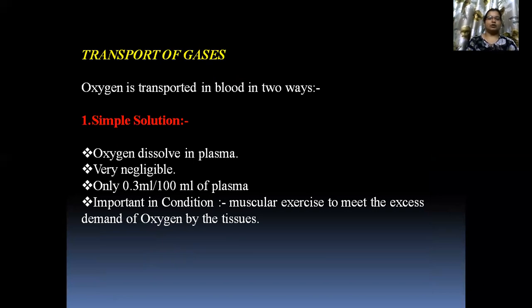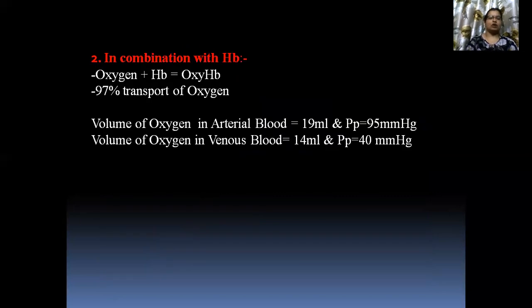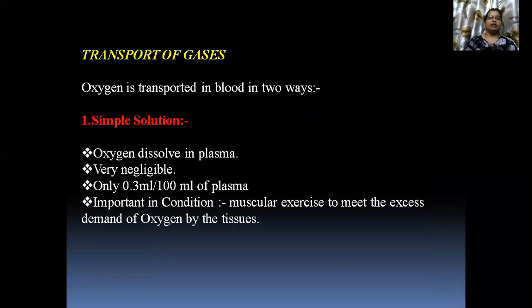Oxygen is transported in blood in two ways. First is simple solution, and second is combination with hemoglobin. First, simple solution. Oxygen dissolved in plasma. Only 0.3 ml per 100 ml of plasma contains oxygen, and then its transport is in very negligible amount. Importance of this condition is in muscular exercise to meet the excess demand of oxygen by the tissues.